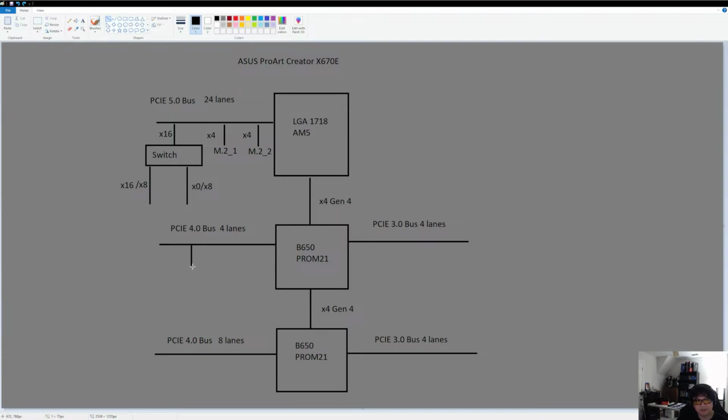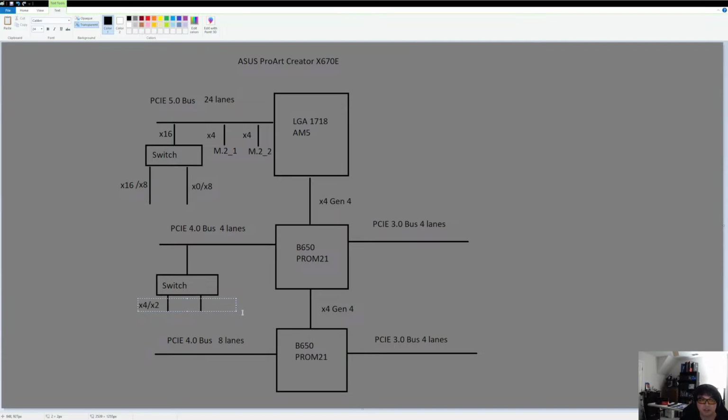So now what this means is we have 4 lanes here. 4 lanes available means that this will go to, just like up there, a switch. There'll be a switch here. And then on this switch, just like that top one, it's going to split lanes. So the first one is going to be X4 or X2. The second one is going to be nothing or X2.